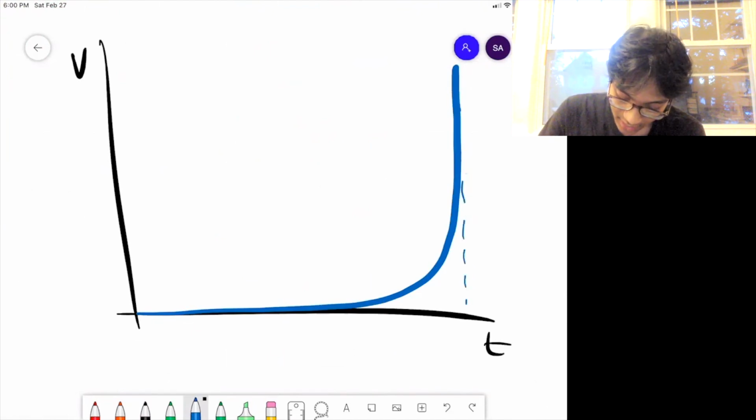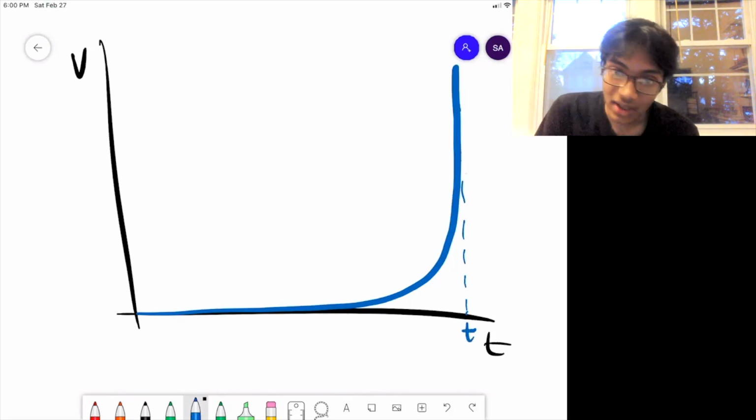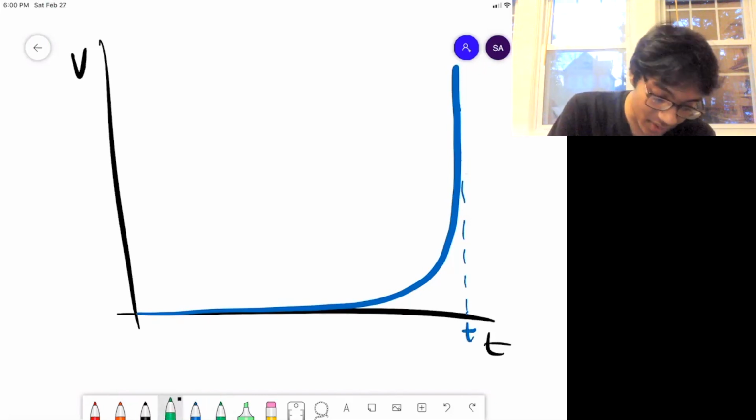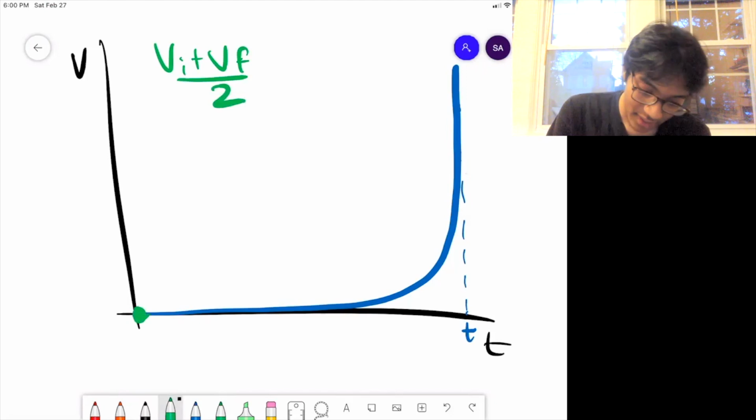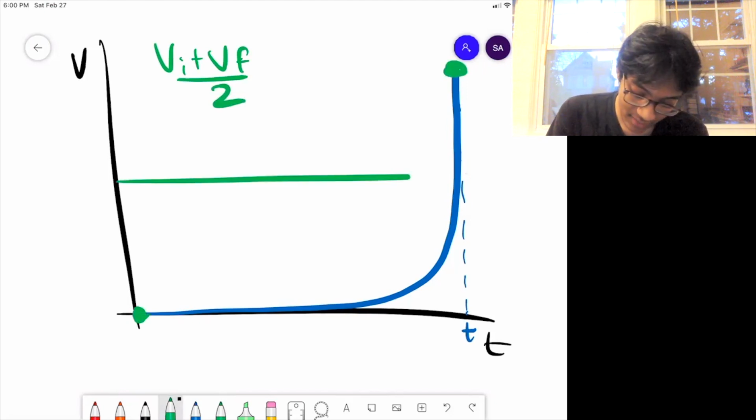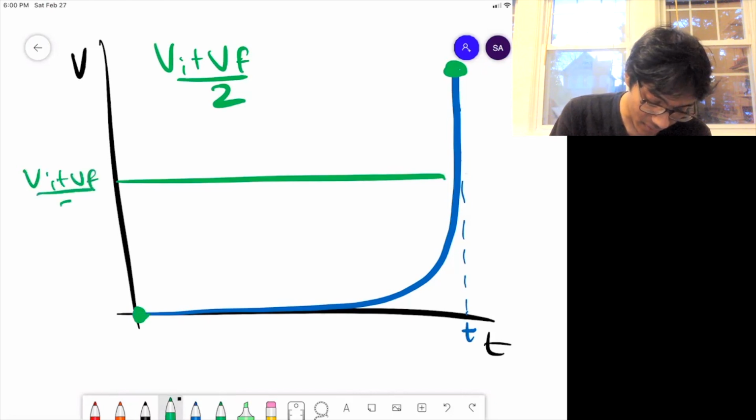Okay, so you still end at some time t. And so what's my average velocity going to look like? Well, if you follow the traditional formula, which tells you to find the average of the initial and final, here's my initial, here's my final. That tells me that this is my average velocity, vi plus vf over 2.